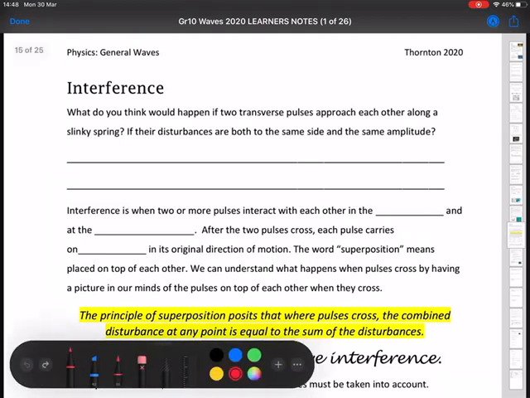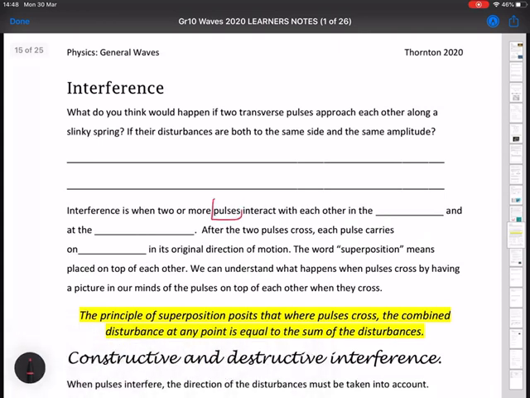So interference is when we've got 2 or more pulses that interact with each other in the same space and at the same time. Okay, so if we've got 2 pulses that are crossing, so by that I mean one going to the right and one going to the left, for example, each pulse carries on unchanged in its original direction of motion.